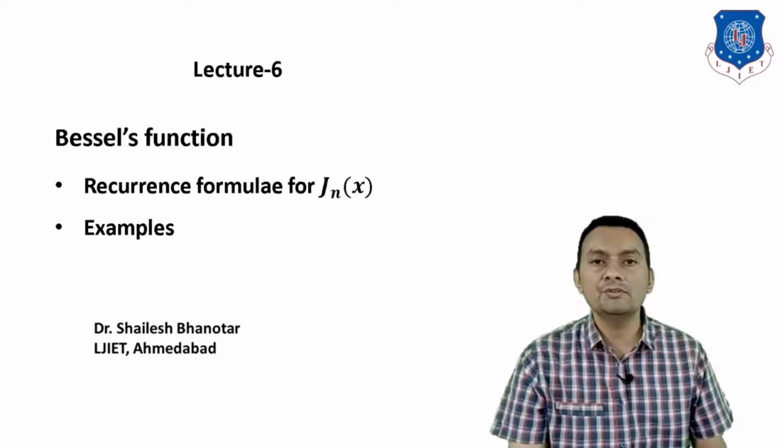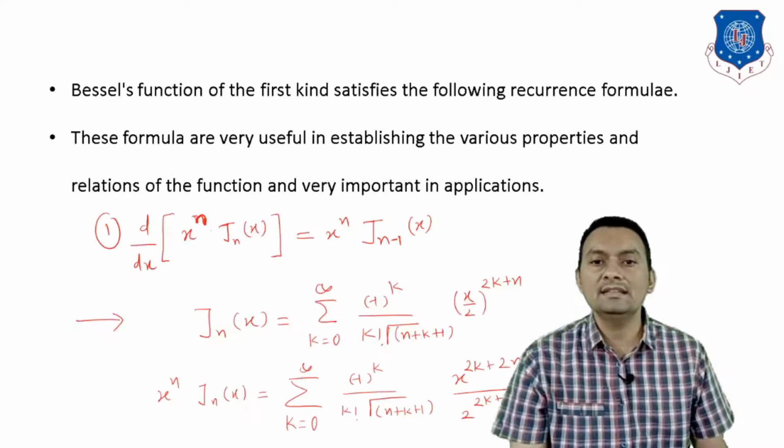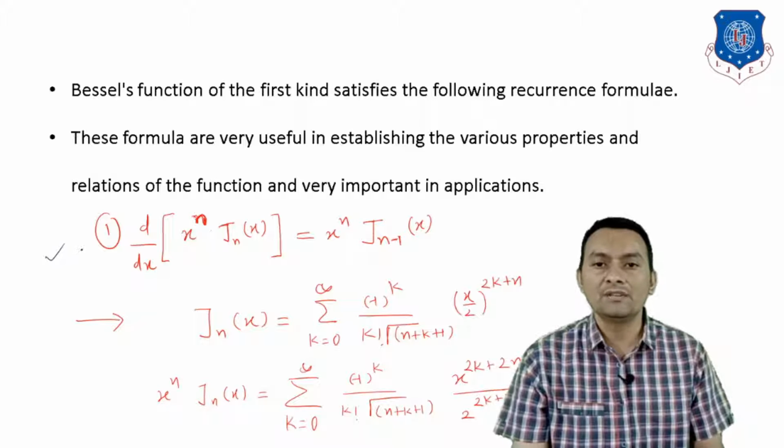In this video we are going to discuss the recurrence formulae for Bessel's functions of order n, that is known as Jn(x), and its examples we will discuss later. So let us see the first. Bessel's function of the first kind satisfies the following recurrence formulas that we are going to see in this video. And these formulas are very useful in establishing various properties and relations of the functions.